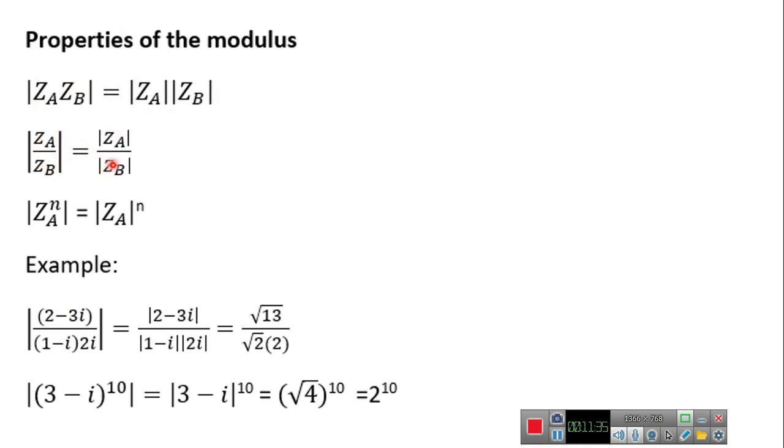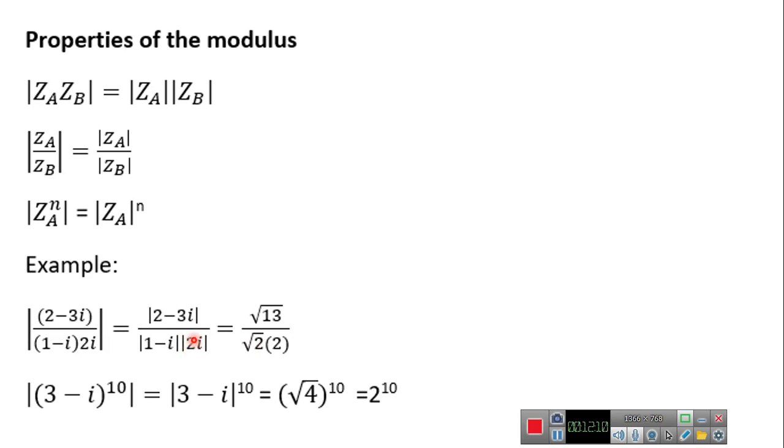Now properties of the modulo. The norm of ZA times ZB, you can split it: norm of ZA times norm of ZB. For ZA over ZB, the norm, you can do each one alone, and if you have a power, you can put it outside. Example, if you want to find the norm of that one, no need to do the multiplication, then times conjugate, get the number, and then do the norm. So directly you do the norm of 2 minus 3i over the norm of 1 minus i into the norm of 2i.